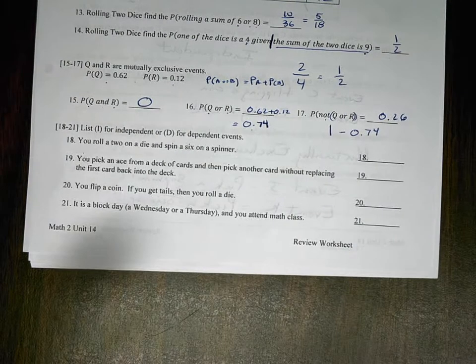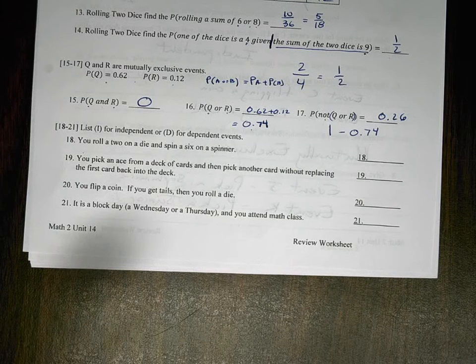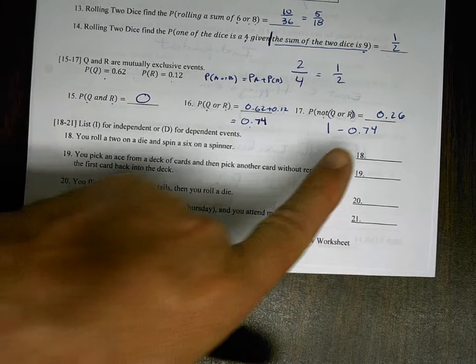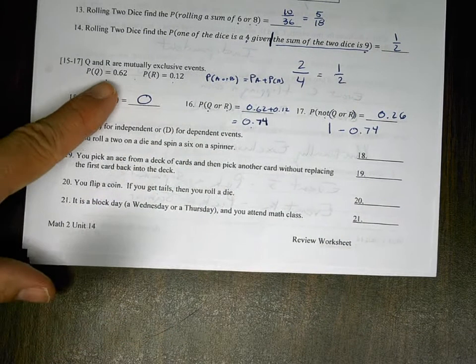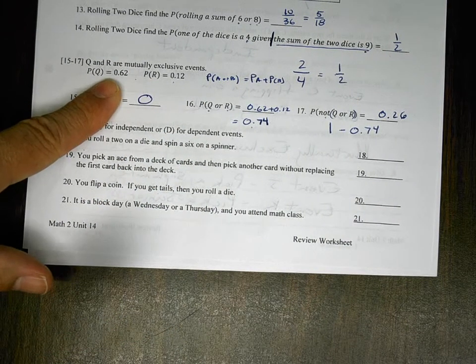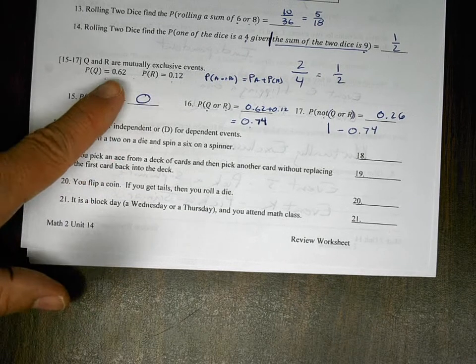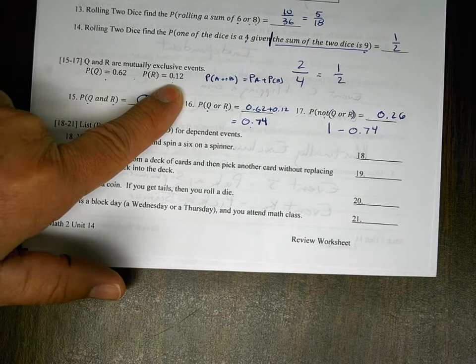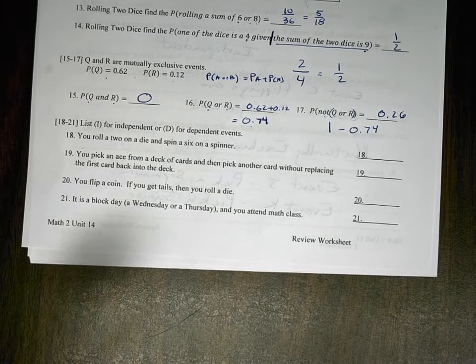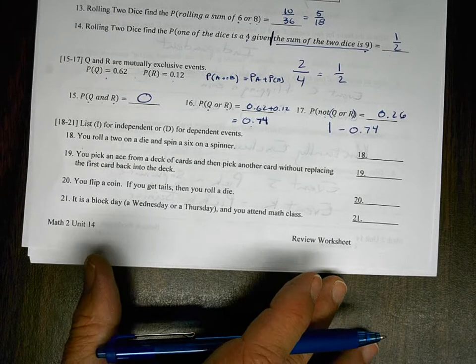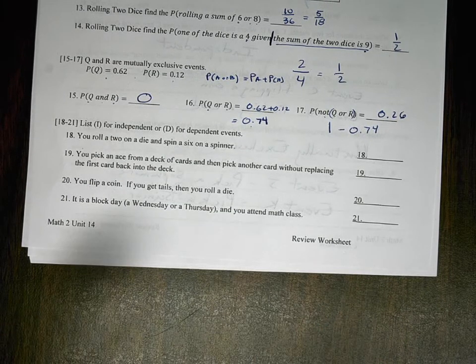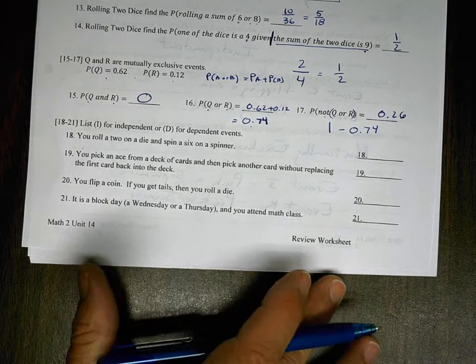Yes? What goes out of 200? It doesn't matter how many total because we're already giving you the probabilities. These are the probabilities. It could be out of 5,000. It doesn't matter. Because this is the probability of Q, this is the probability of R. Okay? Questions? Any other questions through 17? Okay, let's keep going then.